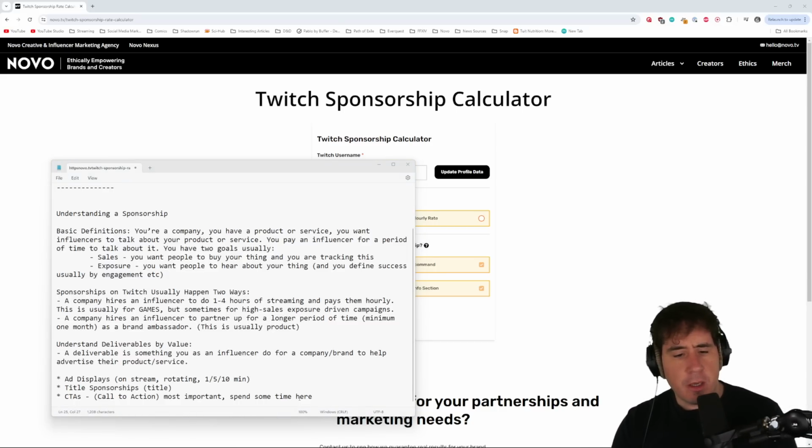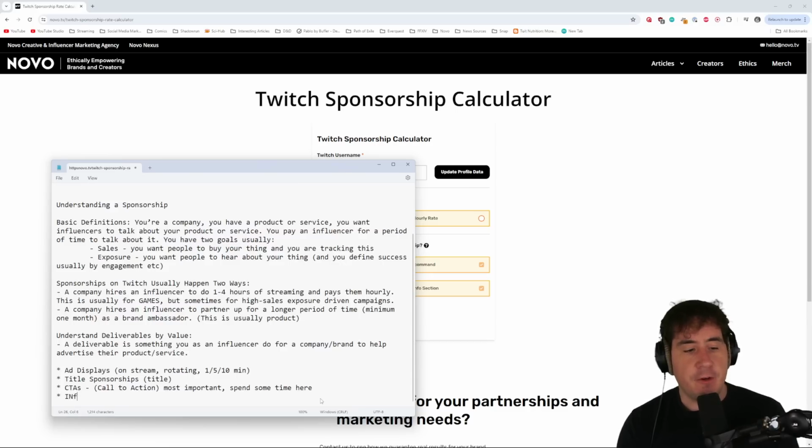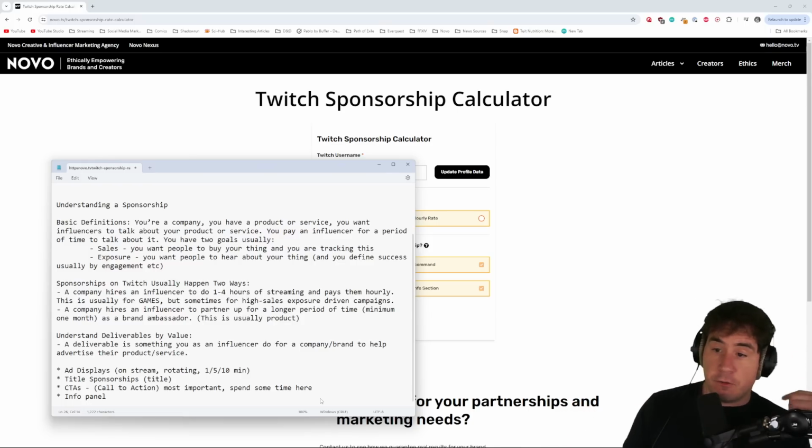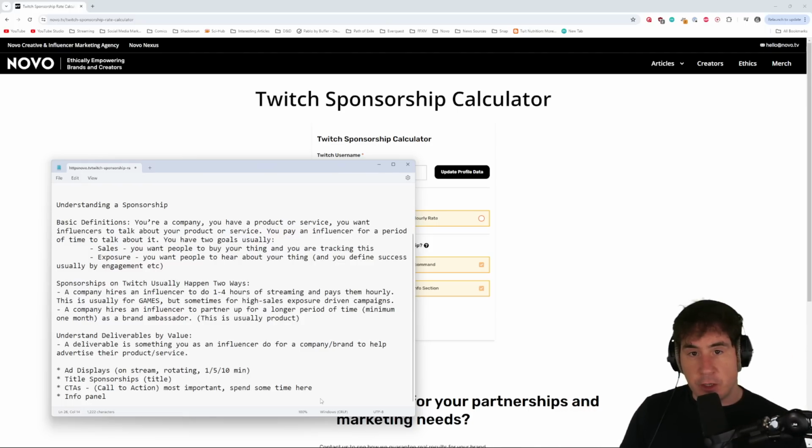Here's a couple more. Next one is the info panel, okay? The info panel is the panel that appears below a Twitch stream. Now, we know from our data that this Twitch sponsorship calculator has been done on over 2,000 deals. We've put in the information of about 2,100 deals, 2,116 deals, if you want to be really specific, as of today.